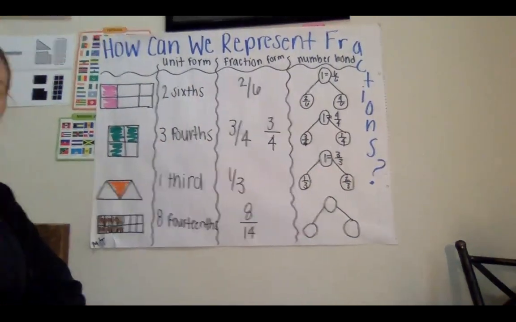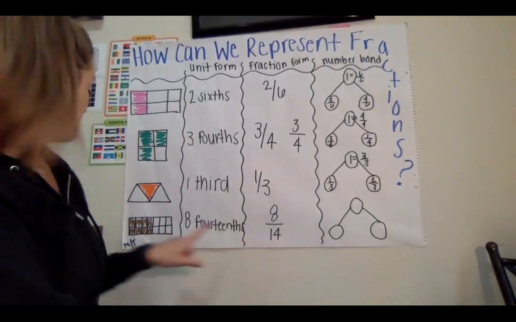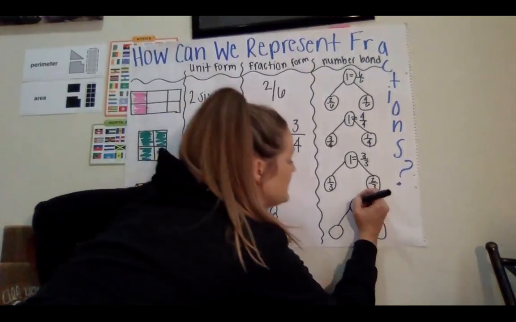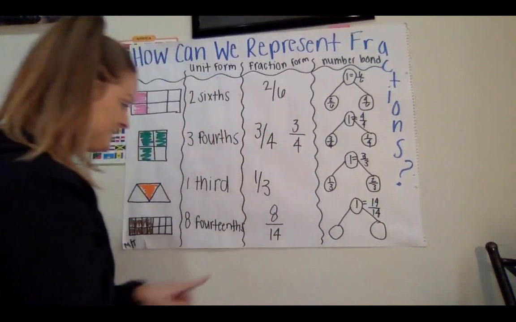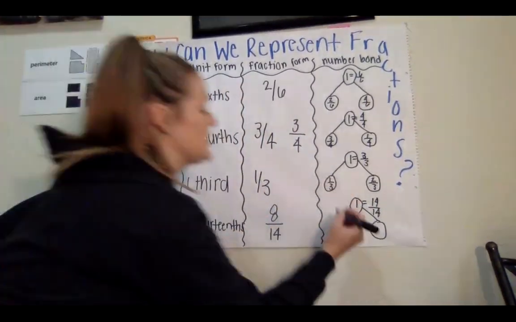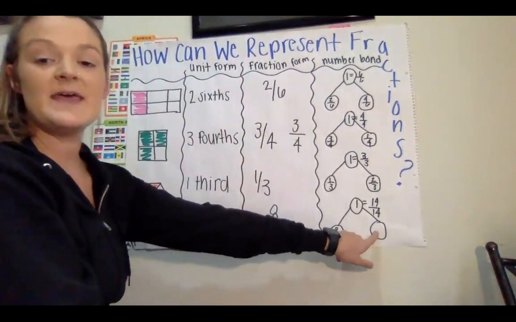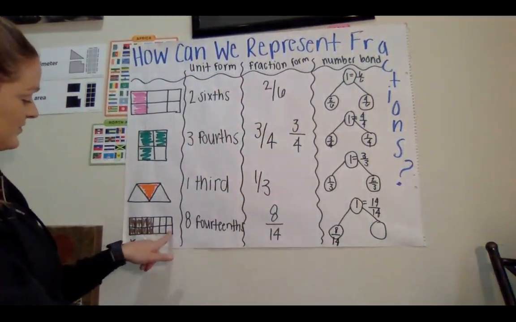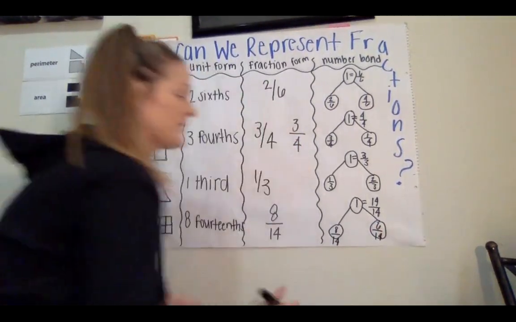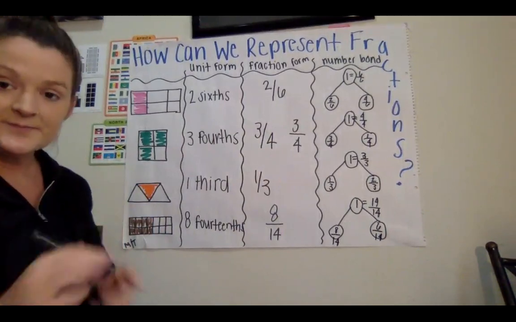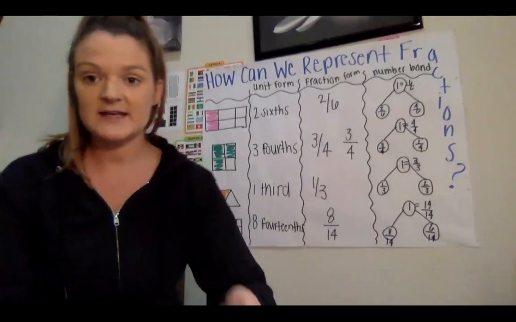Now let's do our last one. We said this one was a bit of a larger shape. I see 14 down here, which means this is partitioned into 14 parts. So 1 whole equals 14 fourteenths. 8 fourteenths were already shaded. And then that means my other part would be 1, 2, 3, 4, 5, 6 fourteenths. And just like that, we can see how easy it actually is to use a number bond to represent fractions.